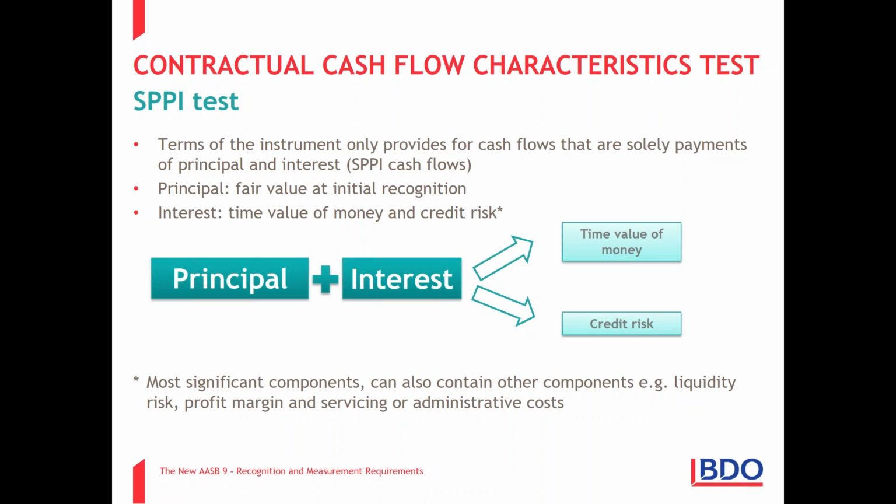So if we've got an instrument and the terms of the instrument only provide for cash flows that are solely principal and interest, then we would say we pass this test. The principal amount would be the fair value at initial recognition, and interest would be the time value of money and also credit risk. They do say the most significant components included in interest would be time value of money and credit risk, but there could also be other components in there. But the main things would be time value of money and credit risk.